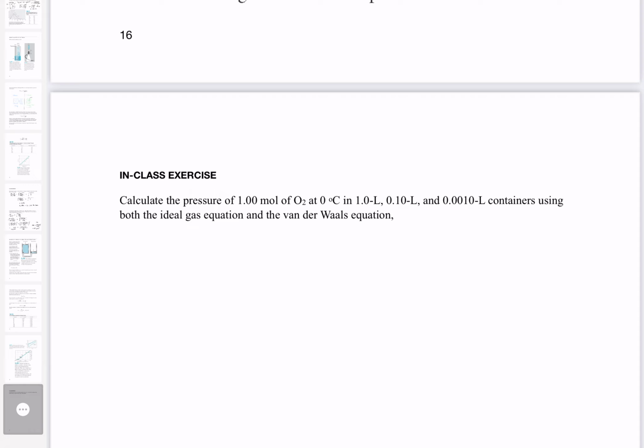Hello everyone. Okay, so let's do this last problem. This is a long one, so make sure you write everything down.